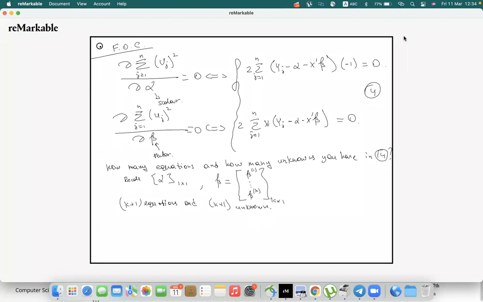Think about 2 equations and 2 unknowns. It has a solution. If you had, for example, 2 equations and 3 unknowns, you would have infinitely many solutions. You wouldn't have any identification. But if you have, for example, 2 equations and 1 unknown, it's over-identified. It's a very hard case. There is no solution, or there is one solution, but it's a very special case. So here, you are guaranteed to have a solution because you have k plus 1 equations and k plus 1 unknowns.